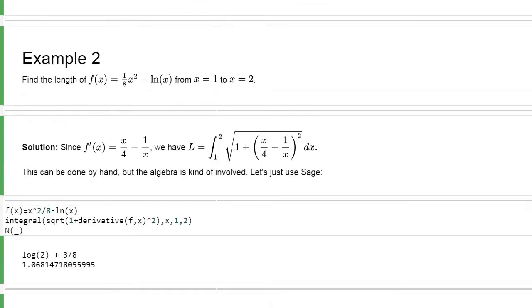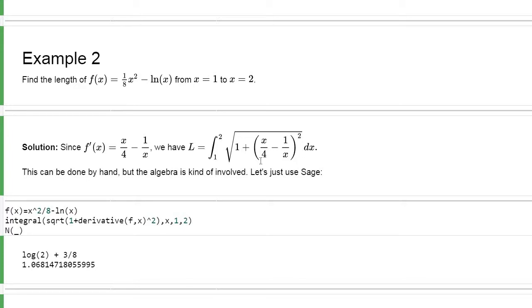Alright, here's a second example. Find the length of 1/8 x squared minus the natural log of x from x equals 1 to x equals 2. So we take the derivative of this. The derivative of 1/8 x squared is 1/4 x. The derivative of natural log is 1 over x, and so this is f prime. So we need to integrate from 1 to 2 the square root of 1 plus this derivative squared. And it is possible to do this one by hand.